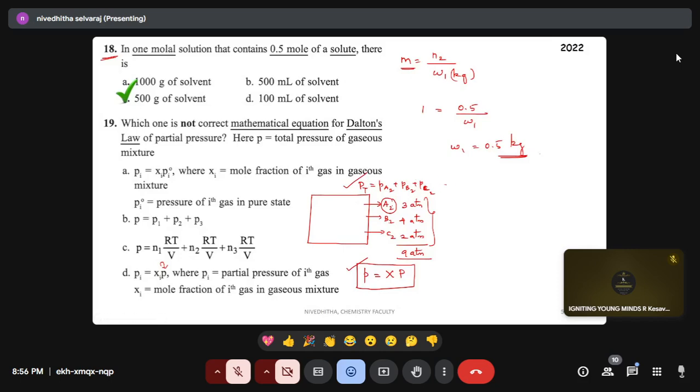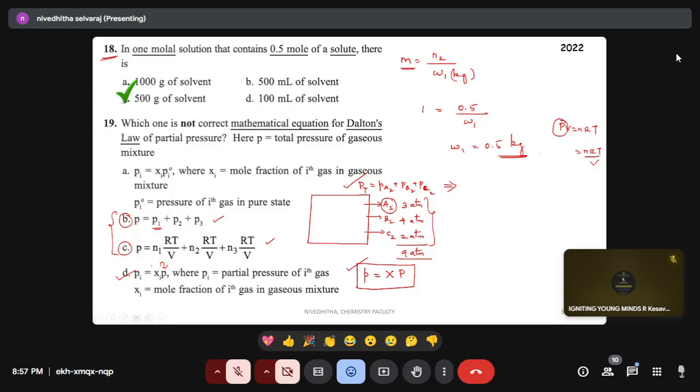So this is also meant for gaseous mixture. This can also be written as, we know PV is equal to nRT, right? So pressure can be written as nRT divided by V. That is why instead of P1 they have written N1 RT by V, N2 RT by V. So this is similar to this one. The second and third options are similar, and both are related to gaseous mixture. And as I've told you, partial pressure is equal to mole fraction into total pressure is also for the gaseous mixture. This is also right.